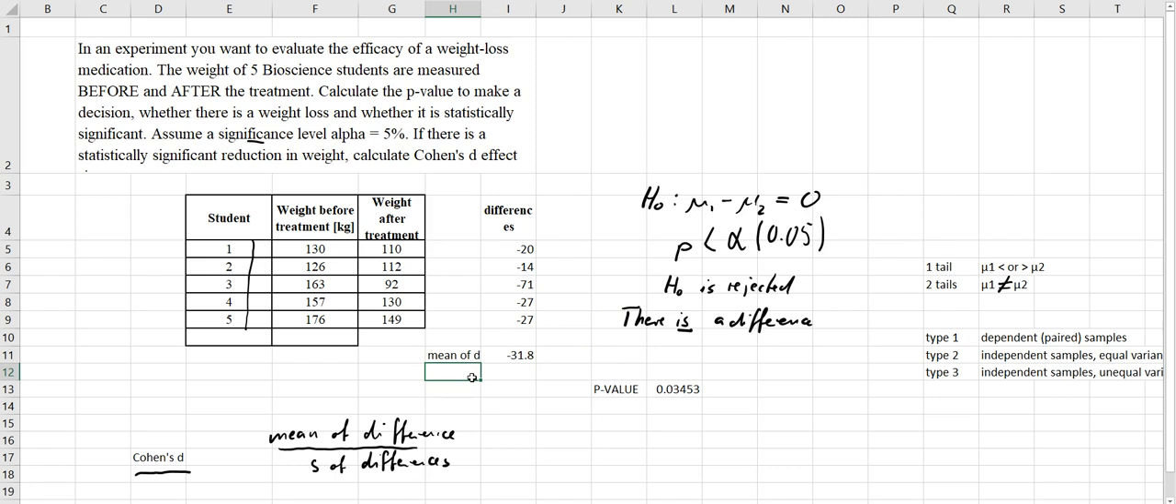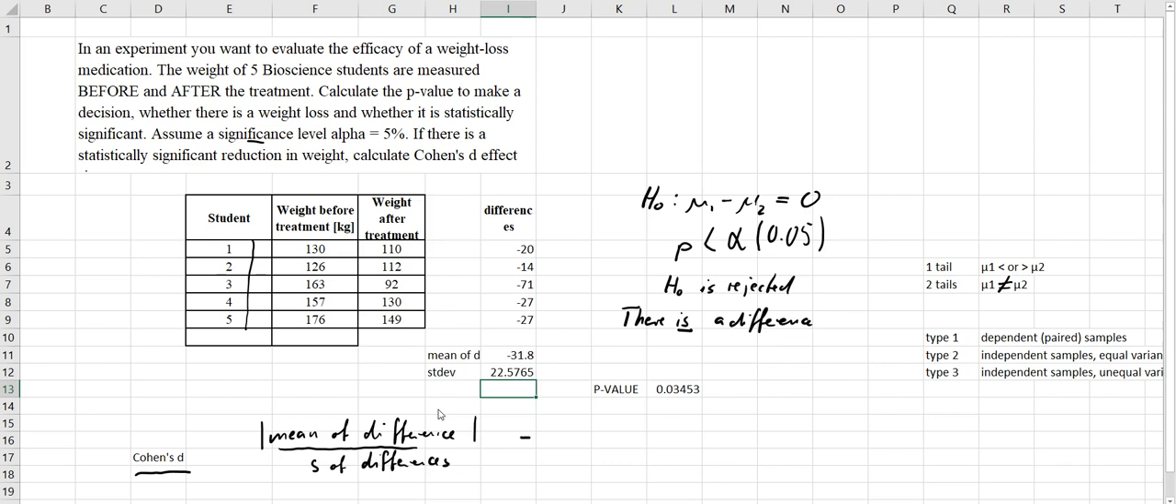And we can also calculate the standard deviation of the differences. So equals standard deviation of the difference. And since we are dealing with a sample, we need the sample standard deviation here. And again, we do exactly what we've done before. We just simply highlight the cells, close the bracket, and we have our standard deviation here. Now, I should have said that when we are dealing with Cohen's d, we are not terribly interested in the sign of it. We just simply calculate the absolute value.